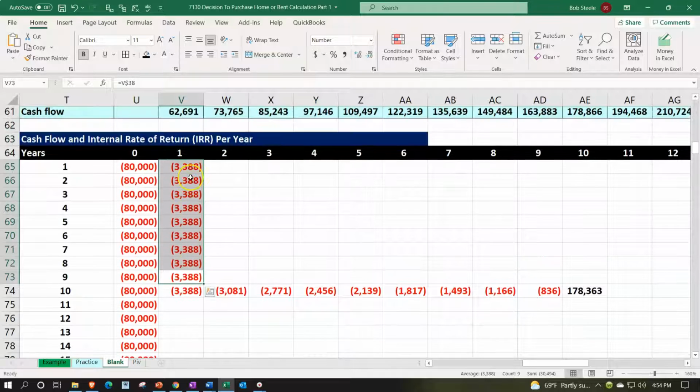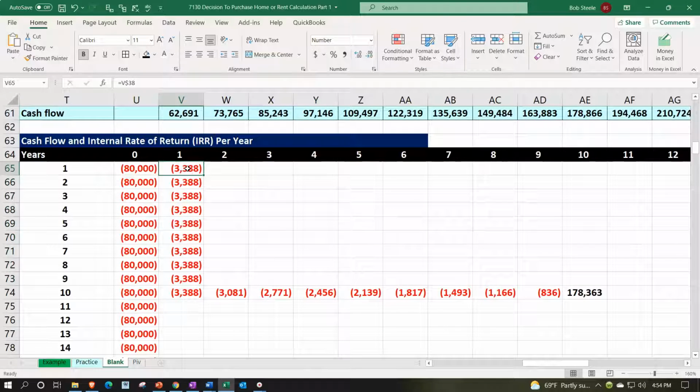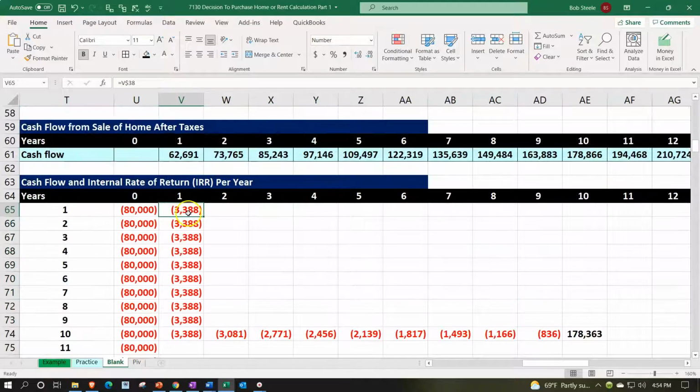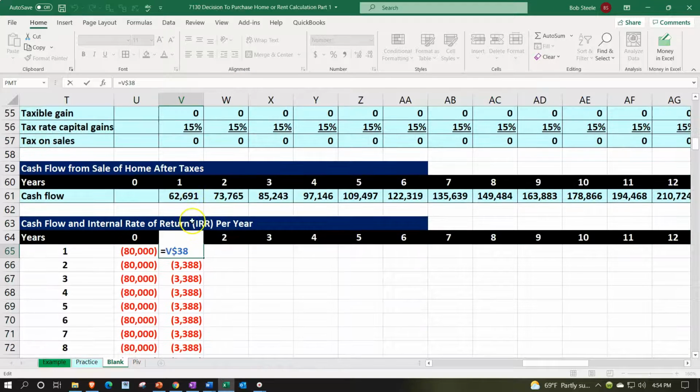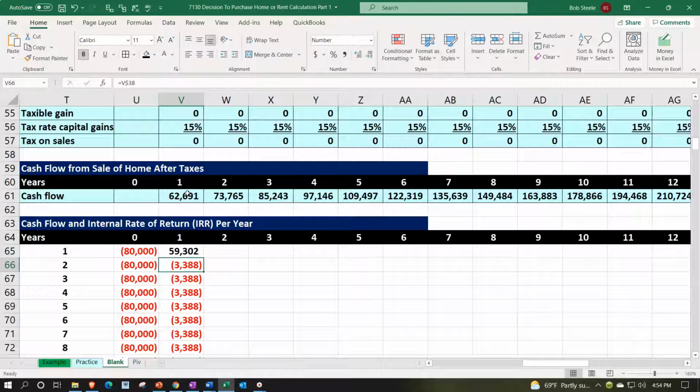In year 1, if I assumed we sold it in year 1, I'd have that difference in the cash flow, which is coming from here in year 1, and I would have this amount if we sold it for the net cash flow. So I'd say plus this amount right here and enter. So there we have that.